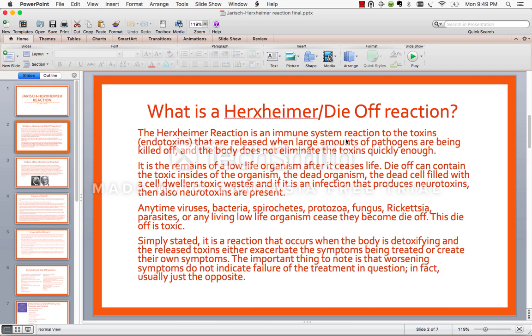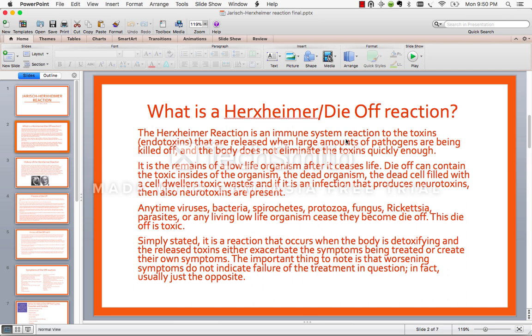This is the remains of a low-life organism that ceases after life. The die-off can contain the toxins inside the organisms, or the dead organisms themselves can create the die-off reaction. And sometimes the dead cell is filled with cell dwellers or toxic waste. And if it's an infection that produces neurotoxins, there can also be neurotoxins present. So this is sometimes seen in viruses, bacteria, spirochetes like Lyme disease, protozoa, fungi, rickettsia, or other parasites.